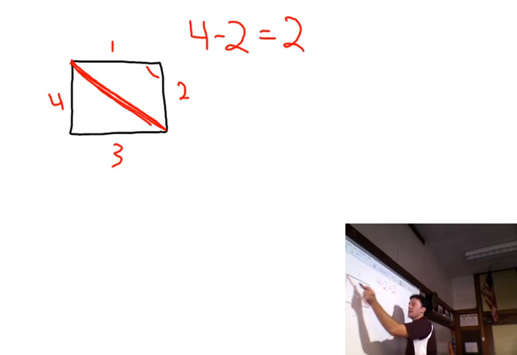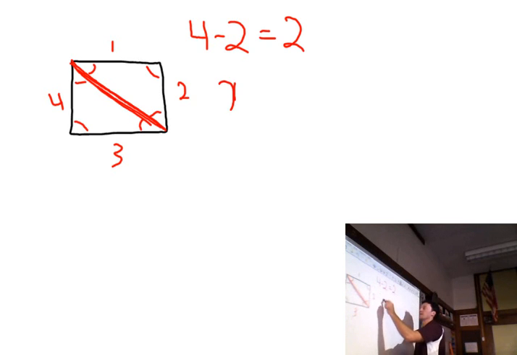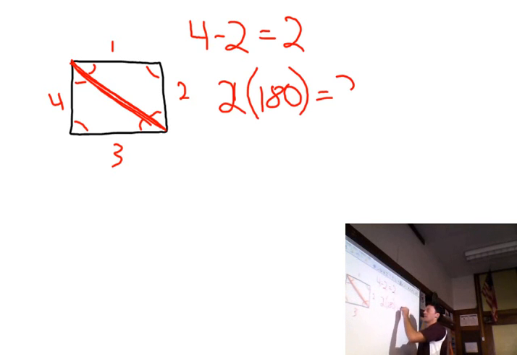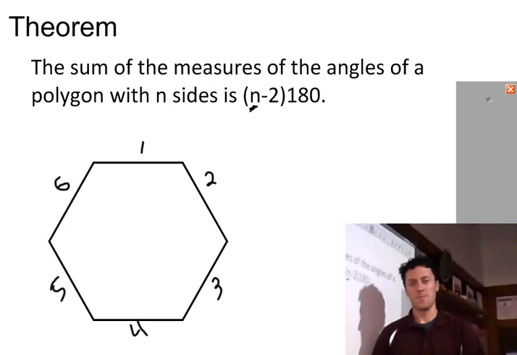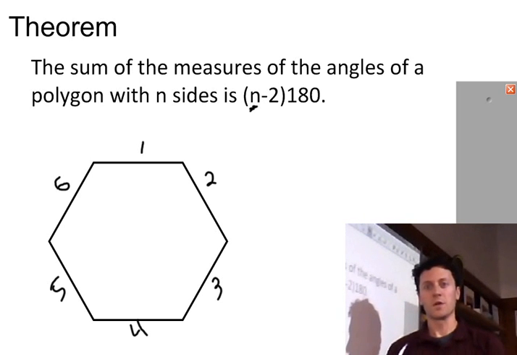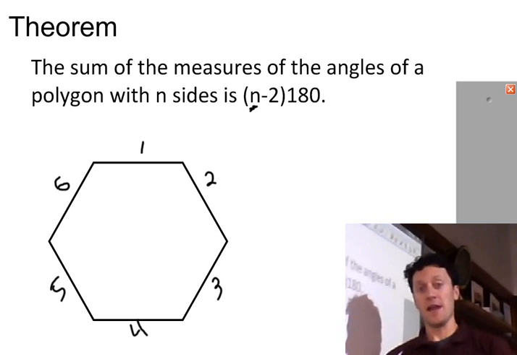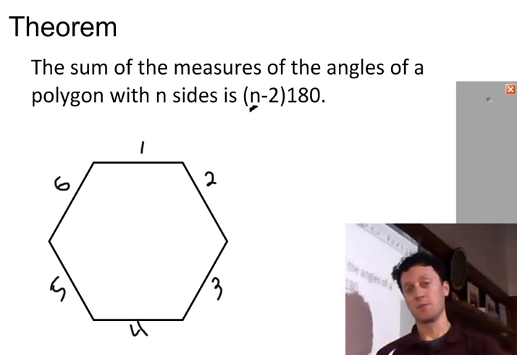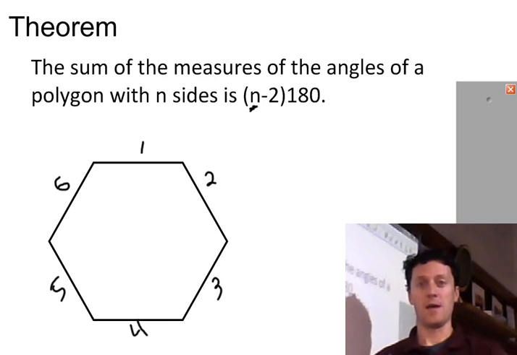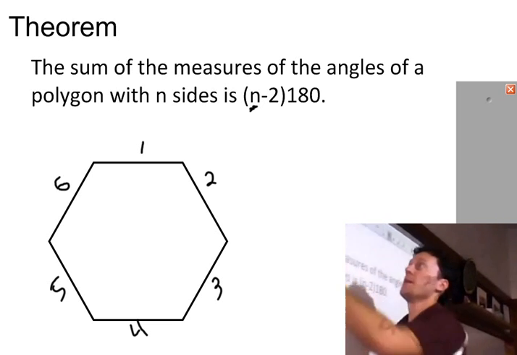So to find out all these angles, added up, it would be 2 times 180. 360 degrees. Okay, so that's our theorem when we're working with the interior angles of a polygon. Take the number of sides, subtract 2, and multiply by 180.